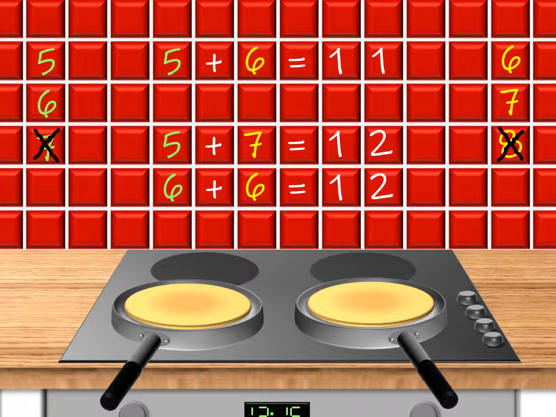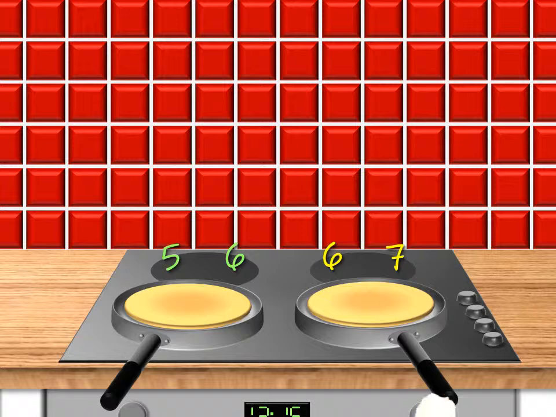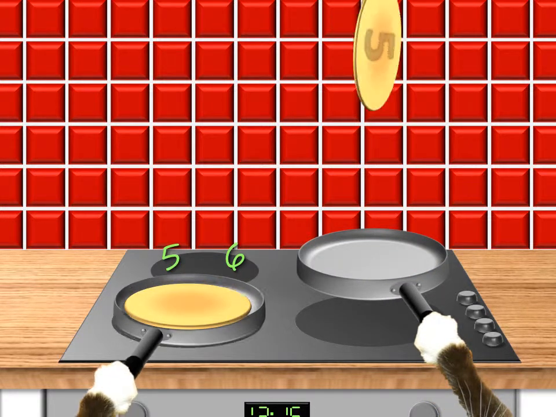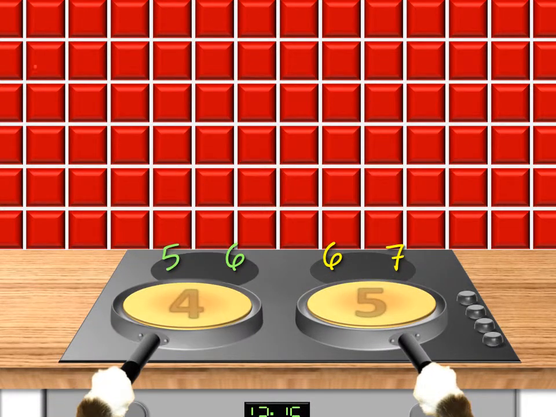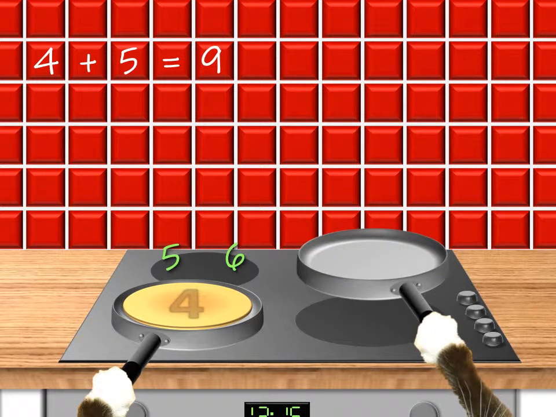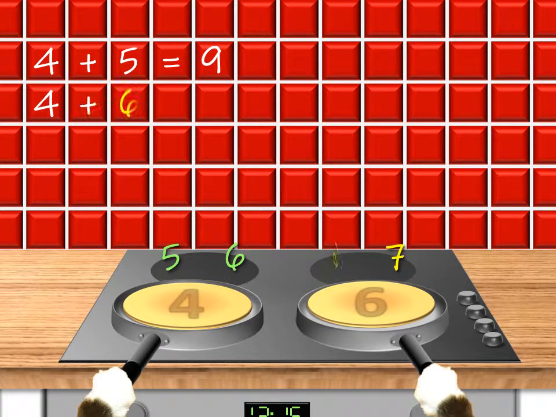In this way, we have identified that the 5 and the 6 and the 6 and the 7 are all possibilities for the numbers on the backs of the 2 pancakes. All that is left for us to do then is to identify which of the possibilities work as a set of numbers to make the 4 consecutive totals needed. So, returning to the beginning, we know that 4 add 5 equals 9. We also calculated that 4 add 6 equals 10.